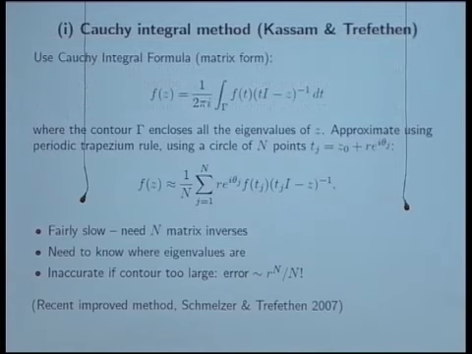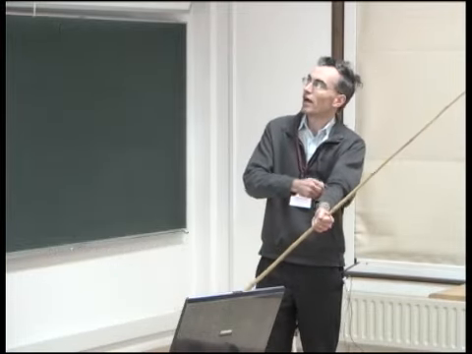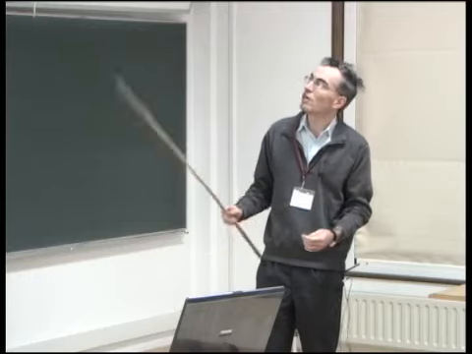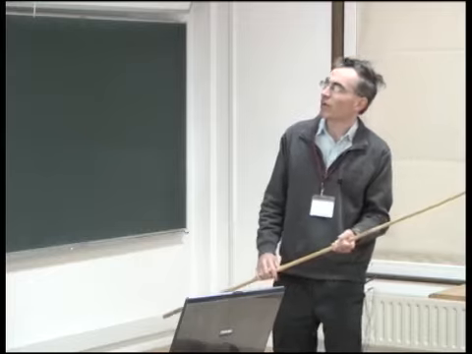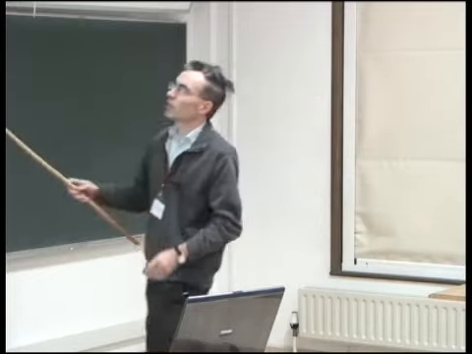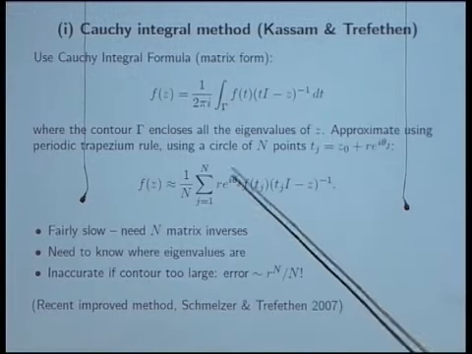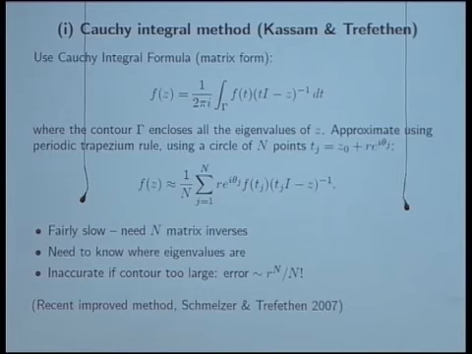So here are some methods for evaluating these functions. Remember, the difficulty is, firstly, you've got the difficulty of evaluating a matrix exponential, and then we've got this sensitivity to rounding errors. So the Cauchy integral method was proposed by Kassam and Trefethen, and the idea here is that instead of evaluating these functions explicitly, we evaluate them via a contour integral using the Cauchy integral theorem, and that gets around this problem of these rounding errors. So we do a contour integral and then evaluate that contour integral numerically using the periodic trapezium rule around a circle of points in the complex plane.